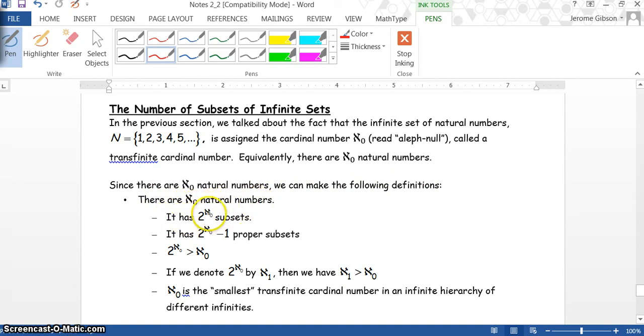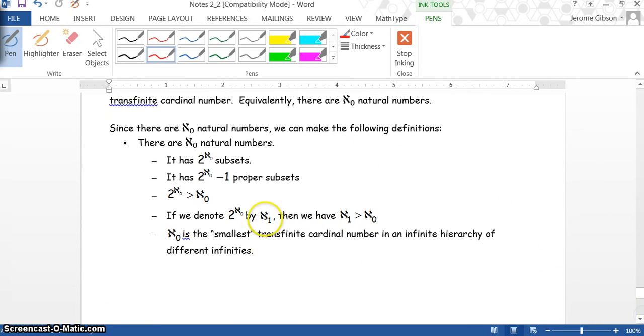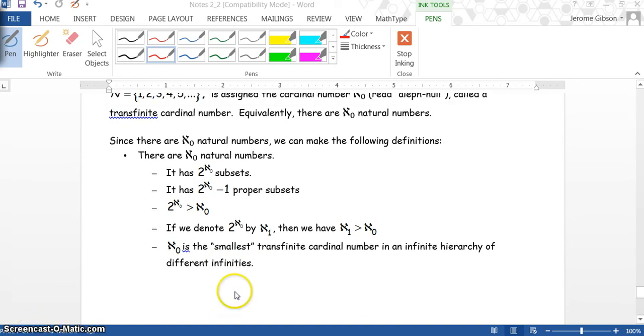A set with alpha null elements has 2 to the alpha null subsets. It has 2 to the alpha null minus 1 proper subsets. 2 to the alpha null is greater than alpha null. If we denote 2 to the alpha null by alpha 1, then we have alpha 1 is greater than alpha null. Alpha null is the smallest transfinite cardinal number in the infinite hierarchy of different infinities. And this is it.